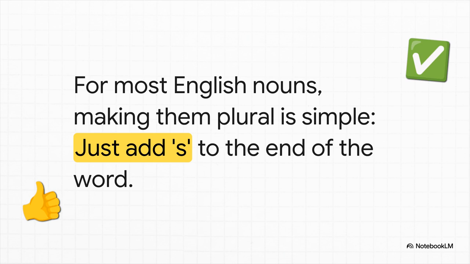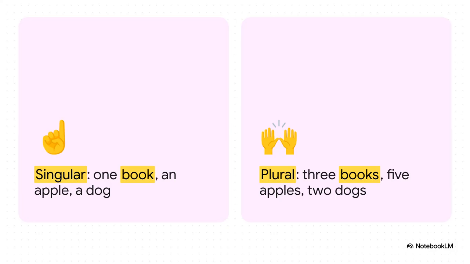And here it is, the big one. The number one rule you definitely learned back in school. For most regular nouns, to make them plural, you just slap an S on the end. That's it. This is the default setting for English plurals. And here's what that looks like in the real world. One book becomes 3 books. An apple turns into a whole bunch of apples. It's clean, it's simple, it's beautiful, but, yeah, this is pretty much where the simplicity ends.